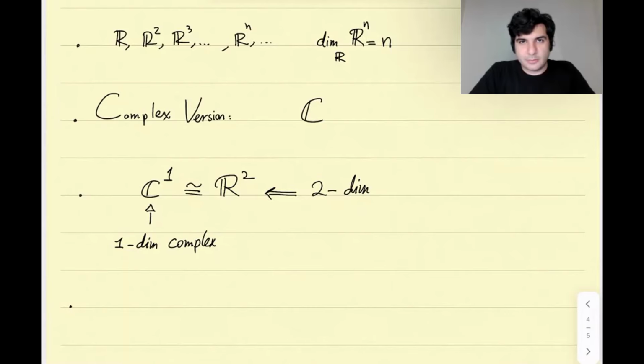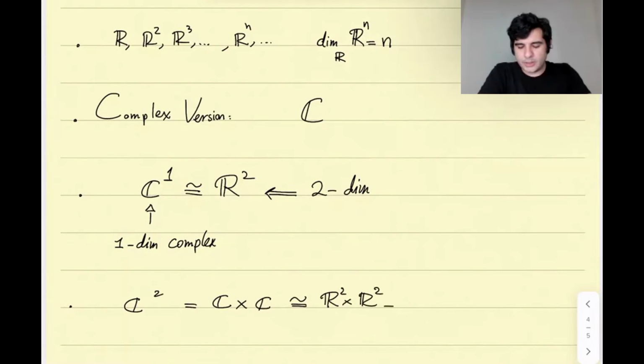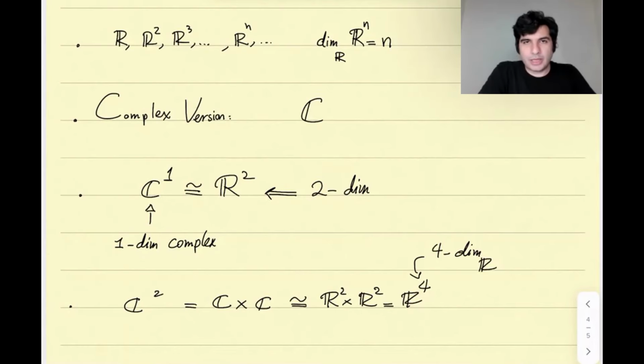Now, just like higher dimensional real vector spaces, we can think about higher dimensional complex vector spaces. We had R, R2, R3, etc. Now we have C, and we can think about C2, C3, etc. So what is C2? It's essentially C times C. And C itself is R2, so it's R2 times R2, which is just R4. So C2 is essentially the same as R4. R4 is a four-dimensional real vector space, but C2 can be understood as a two-dimensional complex vector space.